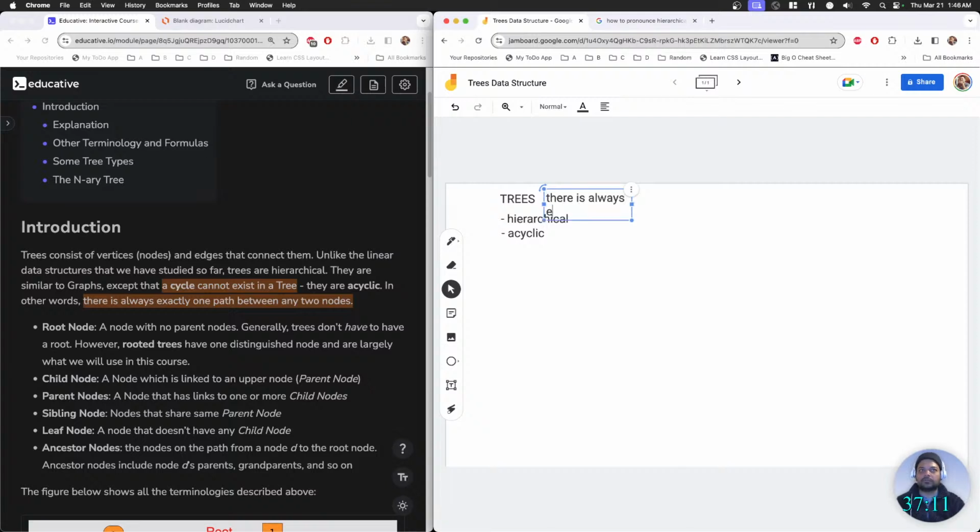There is always exactly one path between any two nodes. That's a big deal. Alright. Trees, hierarchical, acyclic.